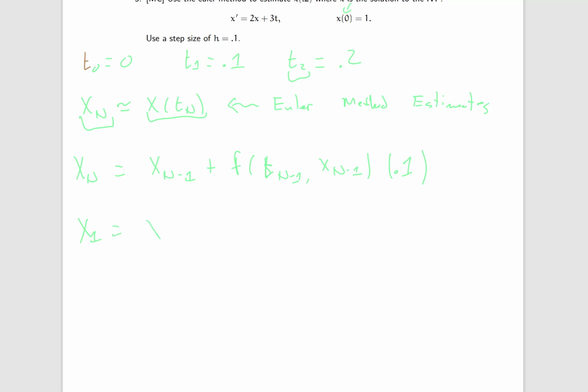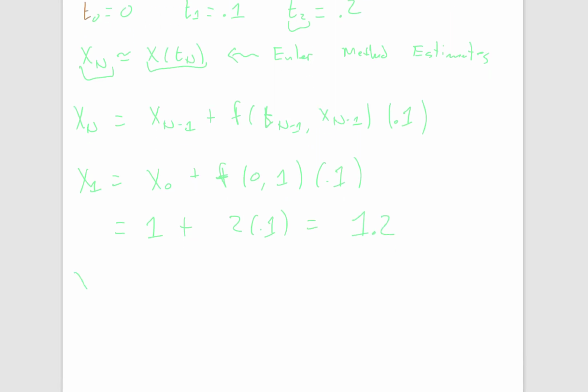So x1 is equal to x0 plus f of t0, x0, times 0.1, and x0 is 1. So let me write this explicitly: t0 is 0, x0 is equal to 1. That's what the initial condition says. If you plug in t equal to 0 and x equal to 1, f of 0, 1 is just equal to 2. We multiply this by 0.1. This is 1.2. Great, so x1 is 1.2.